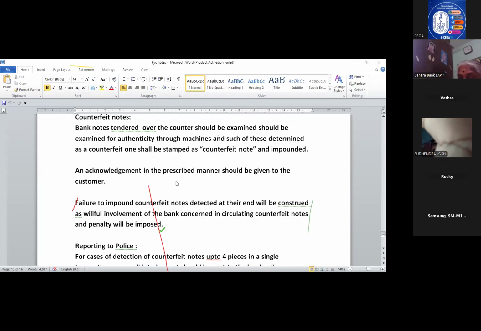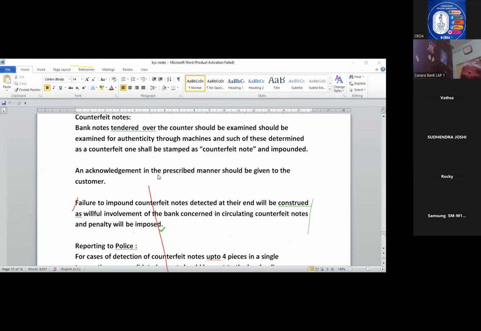Okay. So whenever you get a counterfeit note, what you have to do? First, you have to impound the note by putting the seal. Then if we are getting only a single note in a transaction, then it is not a problem. Hold it in the double lock, and at the month end, you have to prepare a monthly report.